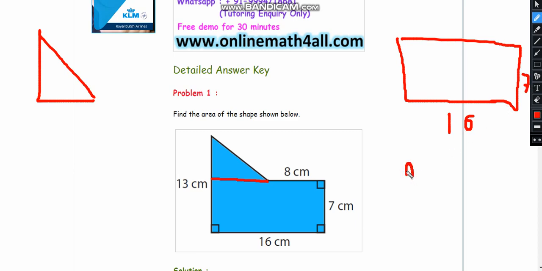So the area then of that bottom shape is 16 times 7, which is 112 centimeter squared, because it's area.